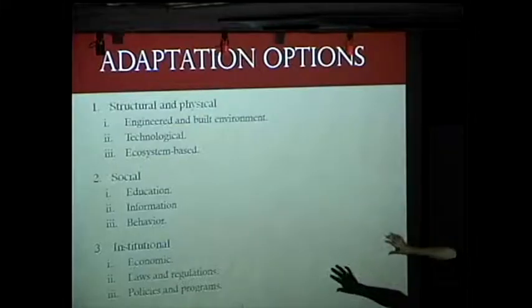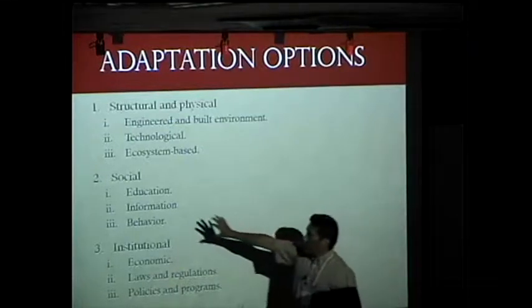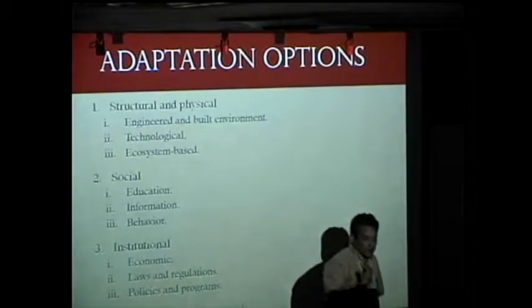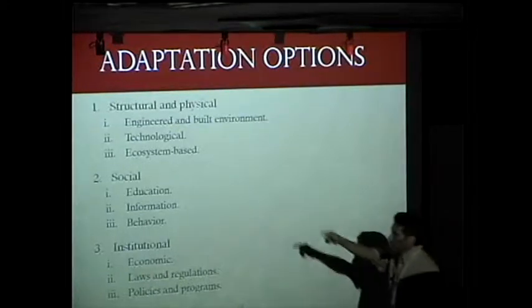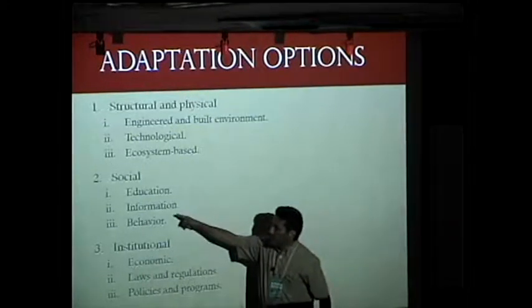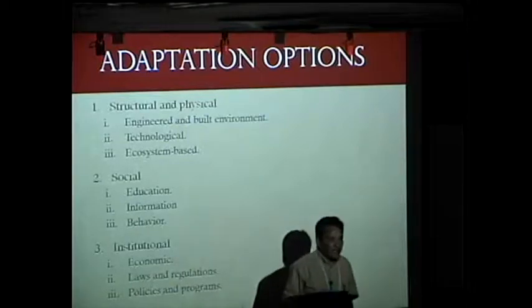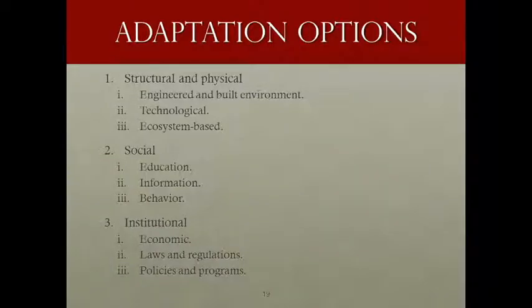We can also change the way people behave, the way people react, by educating them, by giving them information, by trying to change their behavior. Very difficult, but it can be done, right? So that will be in the social realm of adaptation. And we can also change the way that people interact with each other. That has to do with institutions.